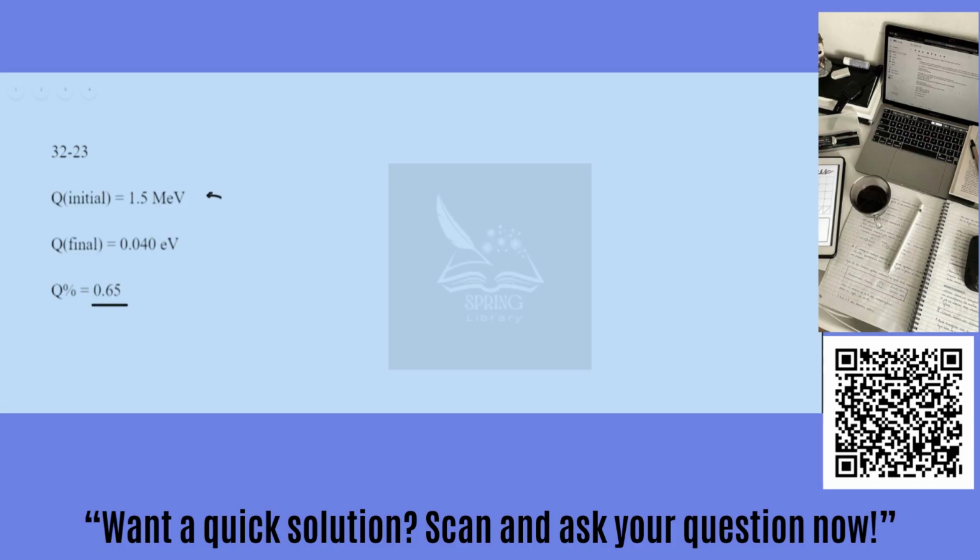Okay, so these are our couple of statements here. We're given the initial energy of our neutron, and we want to know how many times it has to hit something, in which every time it hits, it only maintains 65% of its energy. How many times does it have to collide to go from 1.5 MeV to 0.04 eV, electron volts?